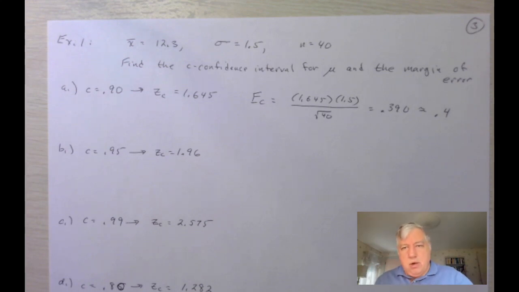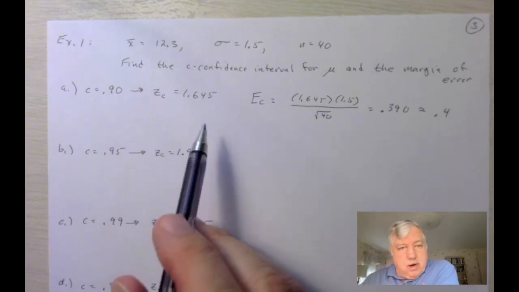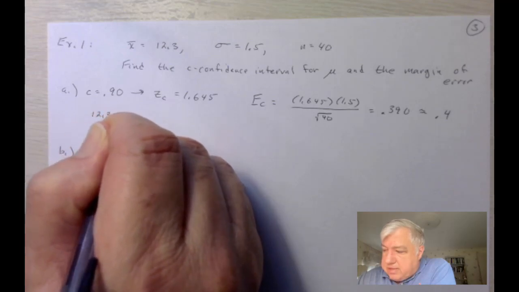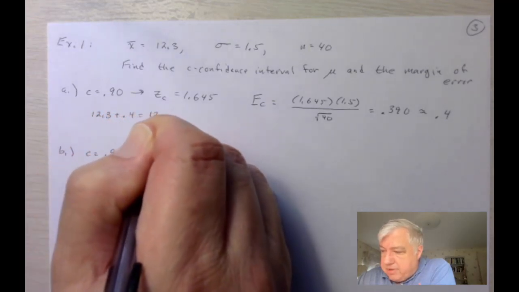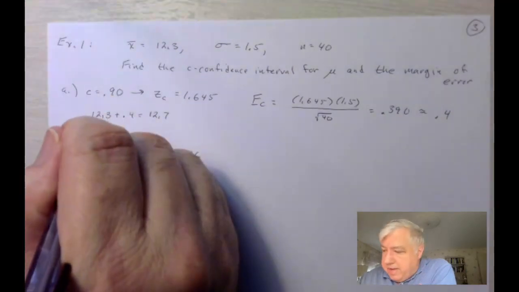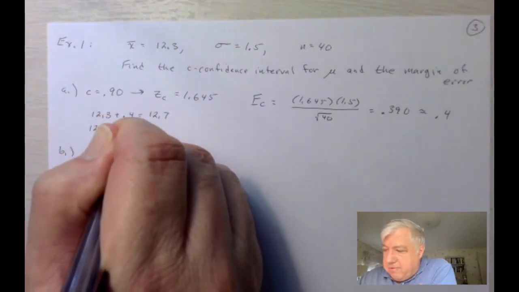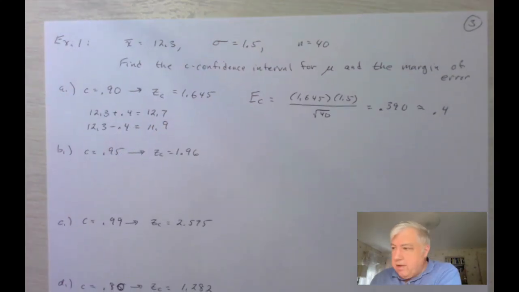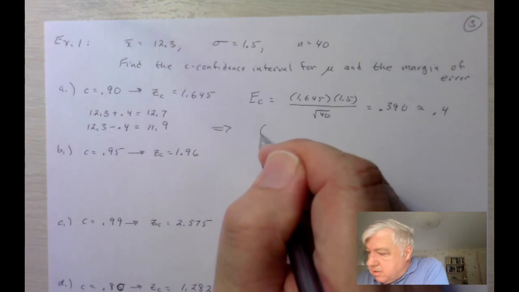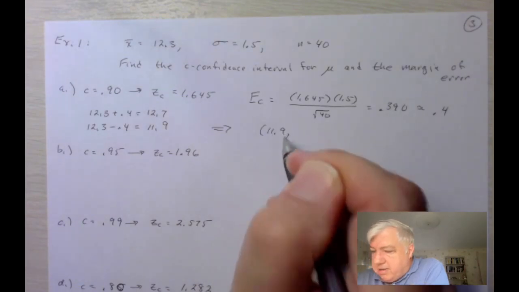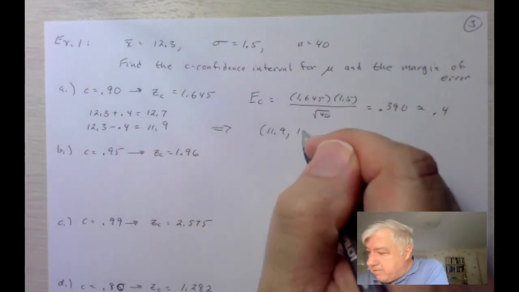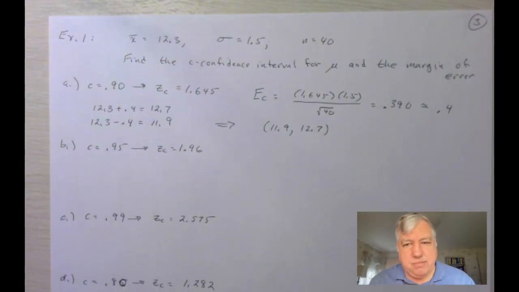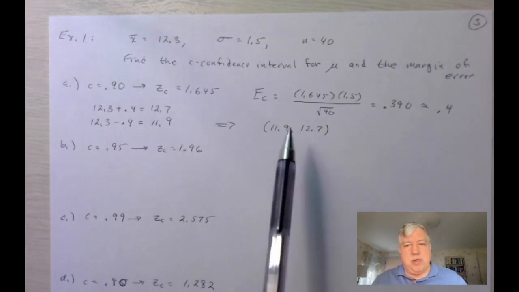All right, so then x bar is 12.3. If we compute 12.3 plus 0.4, that would be 12.7. If we take 12.3 minus 0.4, this would be 11.9. And so our interval would be, the left endpoint would be 11.9, and the right endpoint would be 12.7. So what we're saying is we could state with 90% confidence that mu is in this interval.